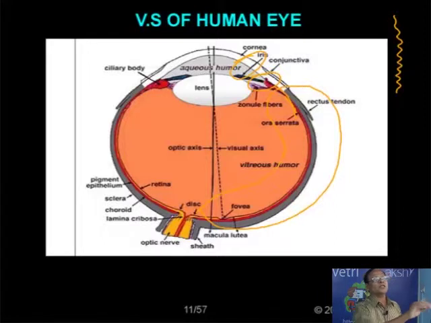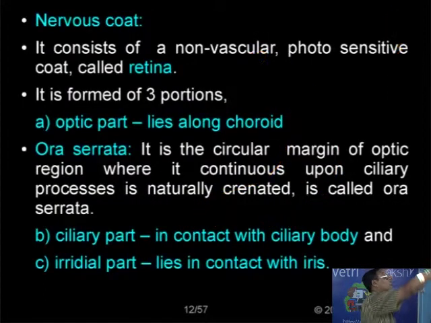The optic part, where the light is mostly focused, is in contact with the choroid and the sclera. Then the ciliary part is in contact with the ciliary body, and the iridial part is in contact with the iridial muscle or iris. Ora serrata is the circular margin of the optic part whose side is serrated or crenated. Crenated means a saw-like structure, which is why the name ora serrata is given. This is the optic part of the retina.